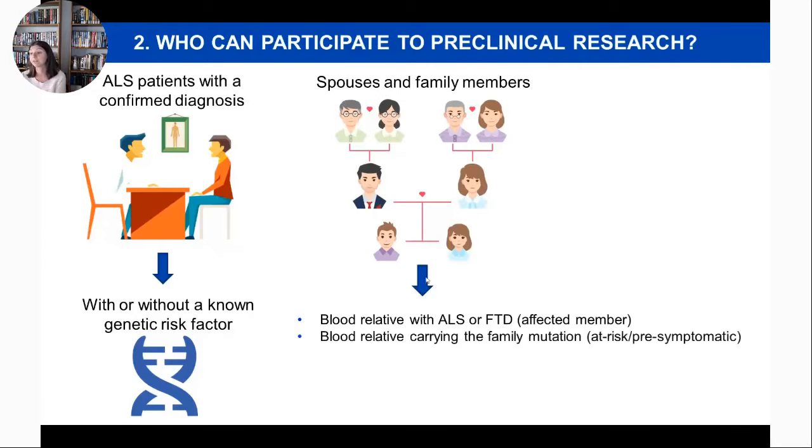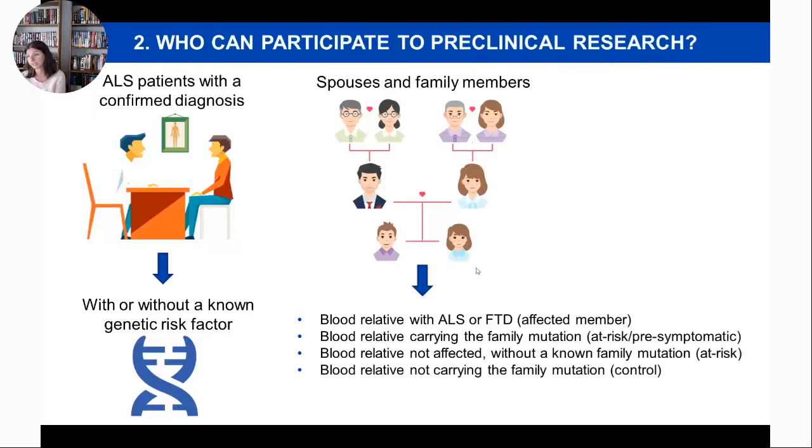We can also have blood relatives carrying the family mutation. So if you know which mutation is causing the disease in your family, you can be a carrier without having symptoms. So basically, you are an at-risk person, or we call it a pre-symptomatic person. So these people can also enroll in the studies. You can also have blood relatives that are not affected, and we don't know the mutation that is actually causing the disease in the family. So basically, if we don't know what's causing the disease in the family, and you are a blood relative, you are considered an at-risk member. So you can also participate in studies.